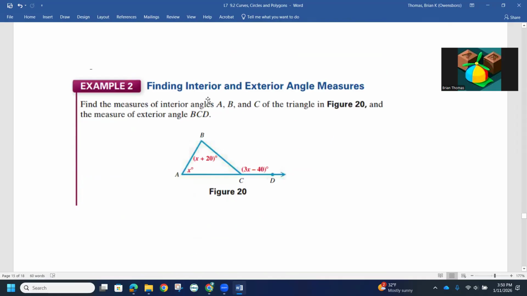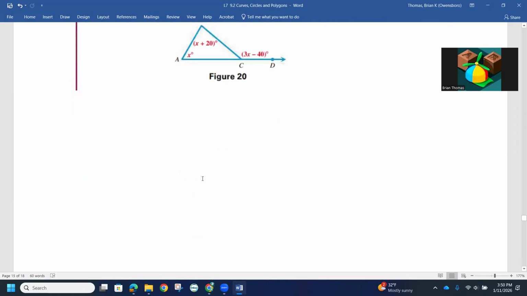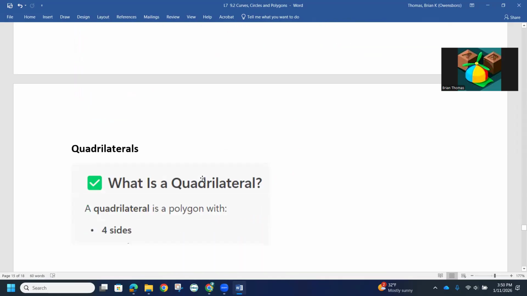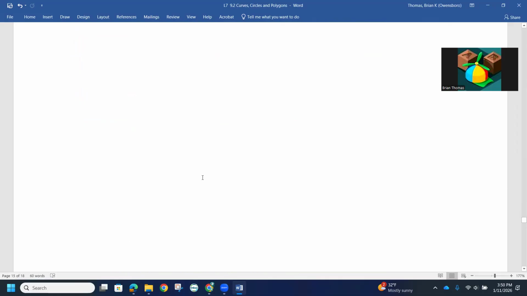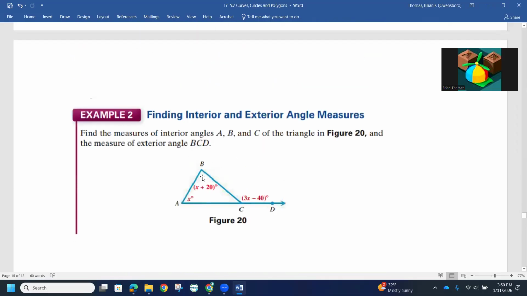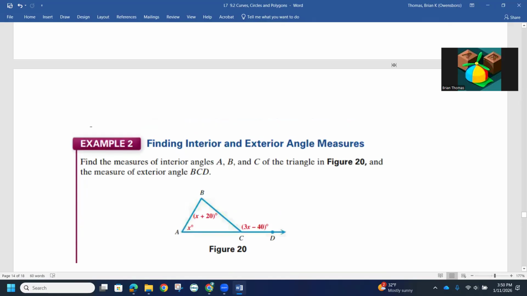So when it comes to working with triangles, we may come across some examples here. Let's see how many examples we have here with triangles. We just have this one. Okay. So one of the things we pick up on is, let's see here. We'll pause this and put this example in a different video.